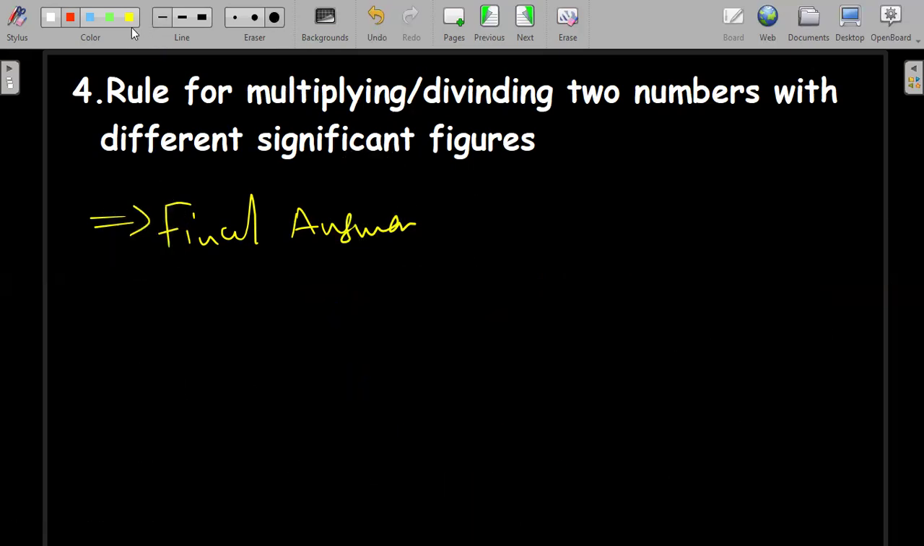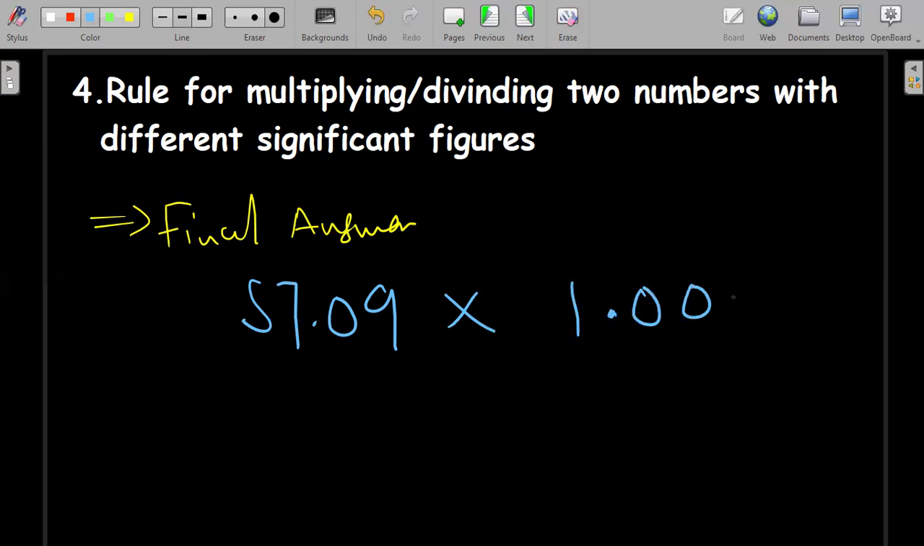Okay, so let's do some examples here. Let's say we have 57.09, and then times 1.0000. When we multiply this, what are we going to get? Let me put it on my calculator. So I have 57.09 multiplied by 1.0000, with 4 zeros there.